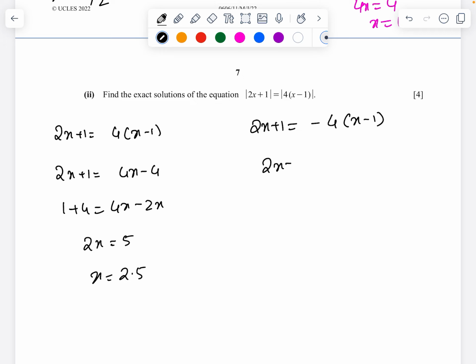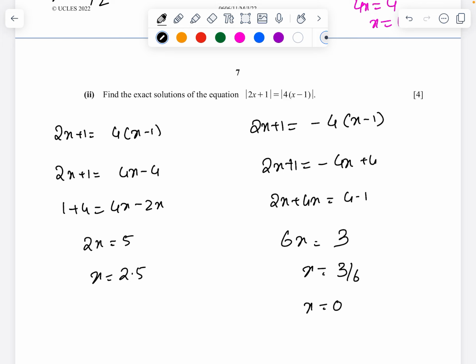Over here, 2x plus 1 equals negative 4x plus 4, 2x plus 4x equals 4 minus 1, 6x equals 3, so x equals 3 upon 6, x equals 0.5. That's going to be the answer.